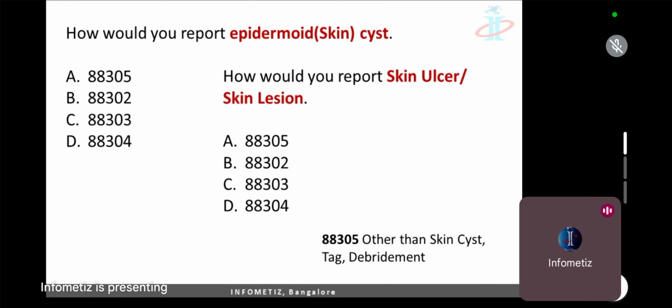You can see 88305, which says skin other than cyst, tags, debridement or plastic repair. So this skin ulcer or skin lesion will be coming under other than tags or debridement. Good now? Yes sir, yes sir. Okay.